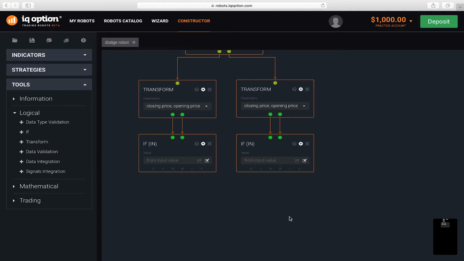Now add two blocks for checking the data. The block is called Data Validation. In our case, it will give us data only if two conditions are met at once: the last candle was a doji, and the next to last candle was a bull or bear. Set the connections. The last candle was a doji, and the next to last was a bear. And the same for the second block. Only the next to last candle was a bull.